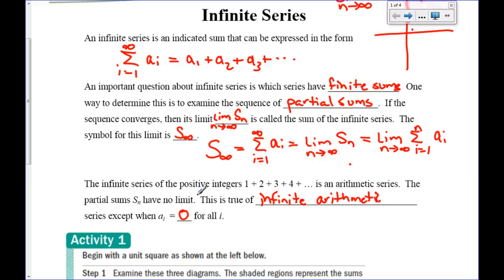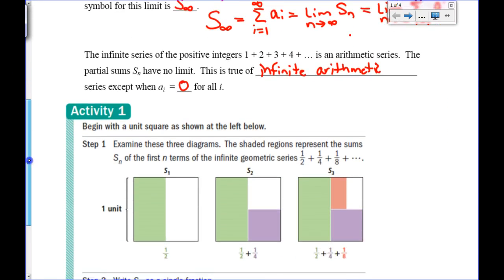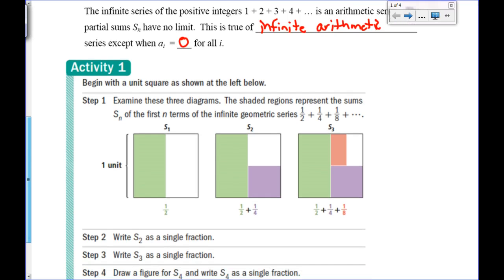All right, so for an example, let's look at this activity down below. You're going to begin with the unit square here. This is S sub 1. Okay? And the shaded regions represent the sums S sub n for the first n terms. So the first one, I have half. It's just the green area is my area here, okay?